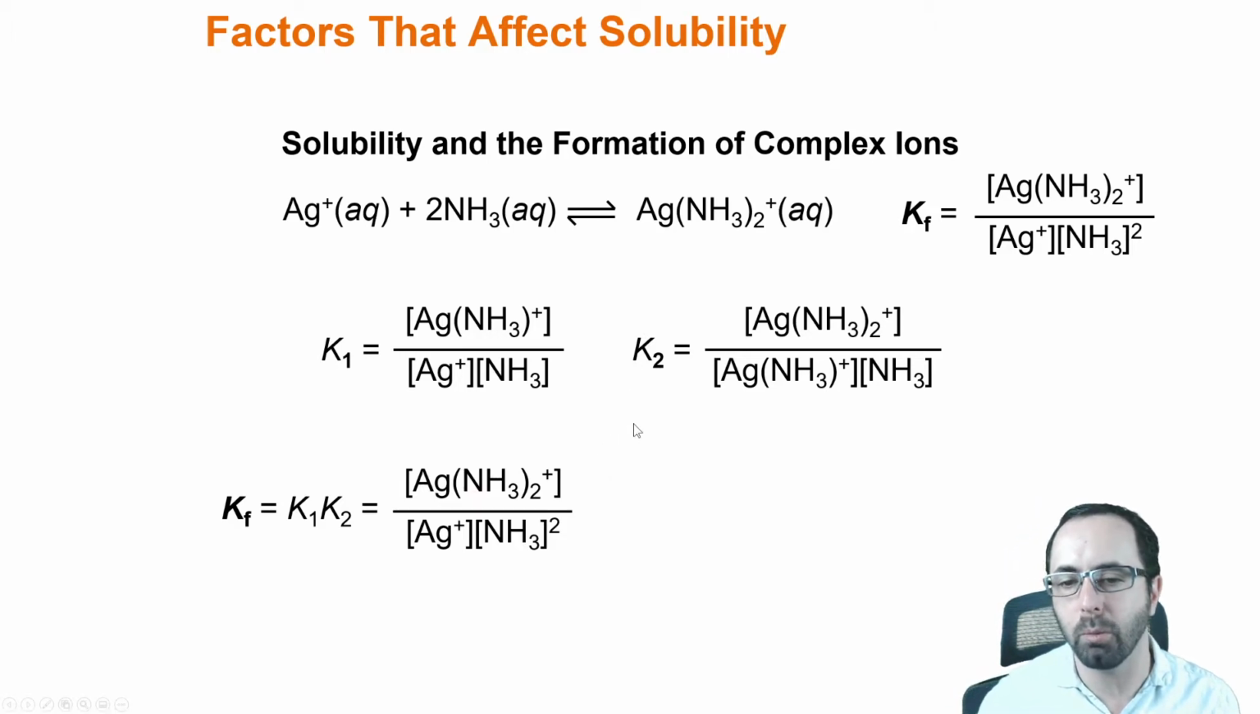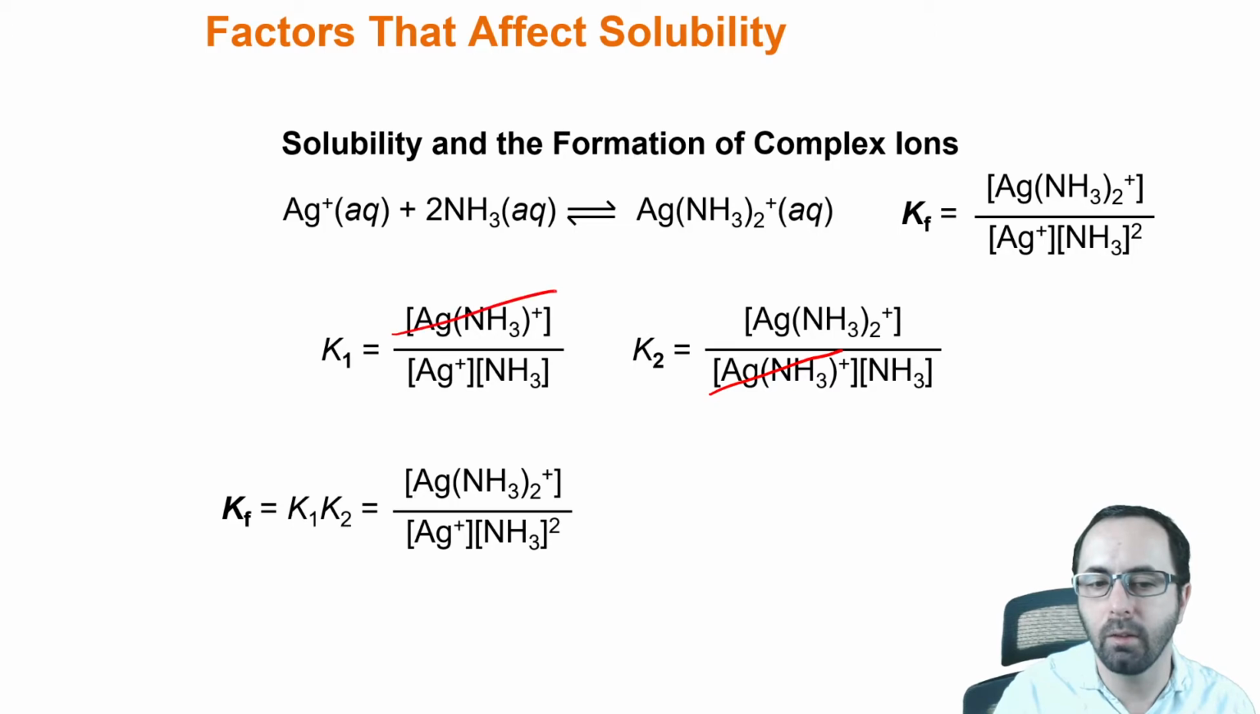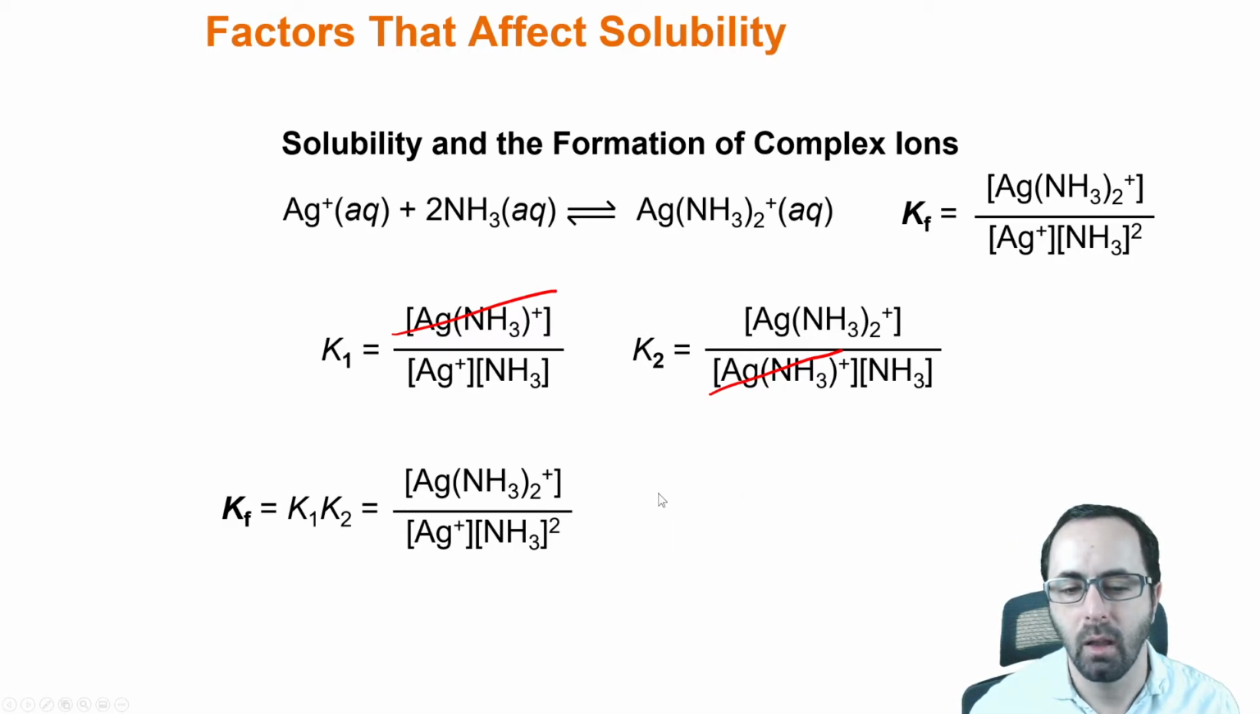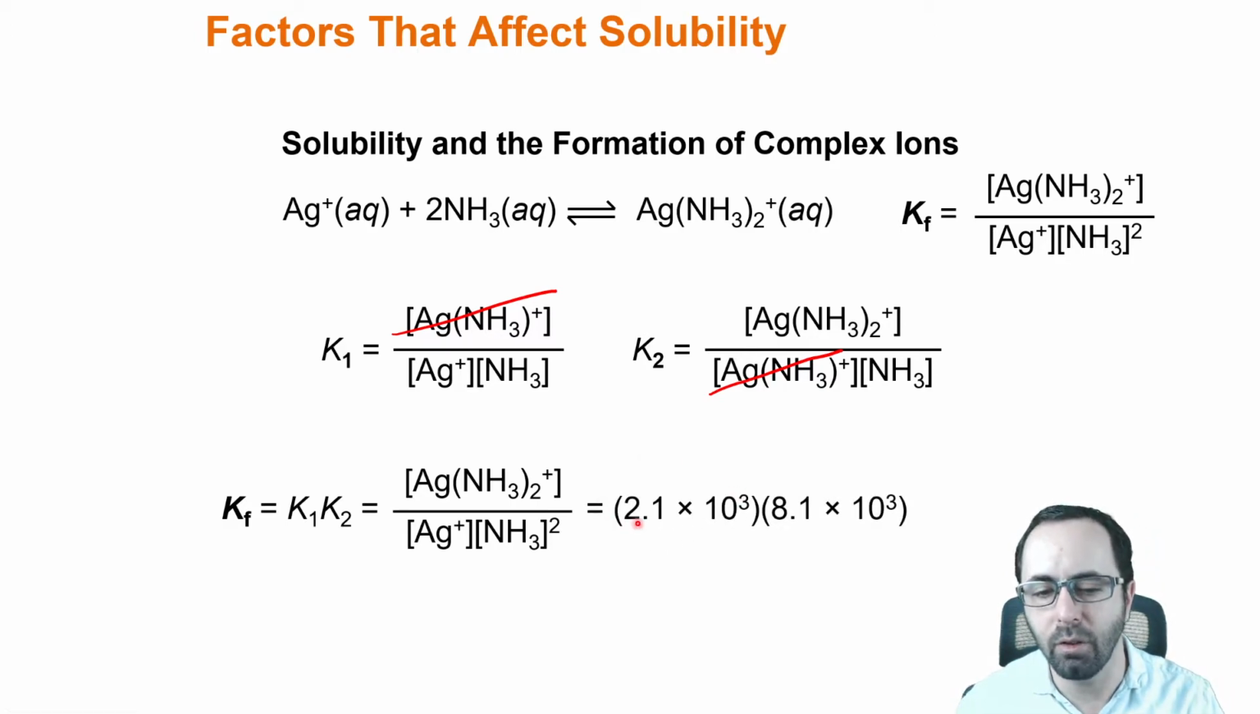You can see if we multiply these by one another, the silver cancels, the monoamine silver cancels, and on top we end up with the diamine silver complex. On the bottom we have silver ion, and we have amine molecules squared. So the overall Kf was the K for the first reaction times the K for the second.